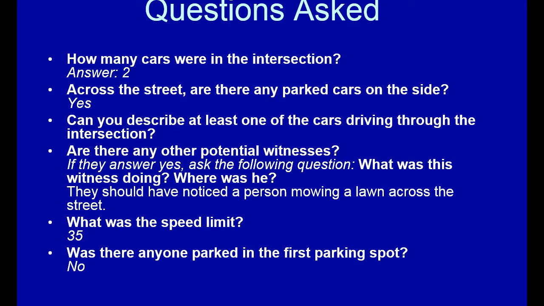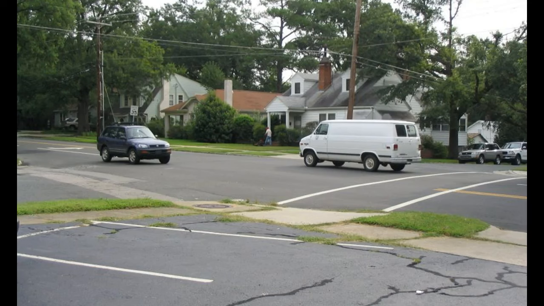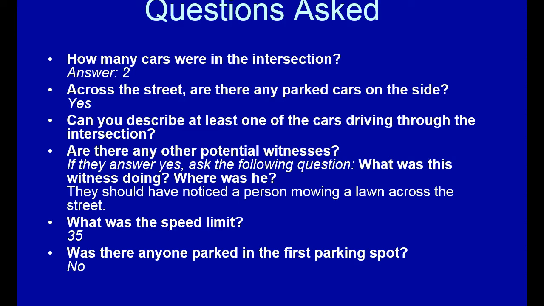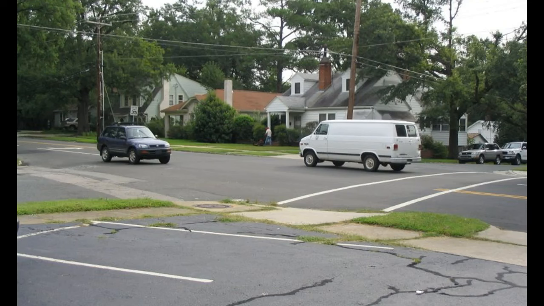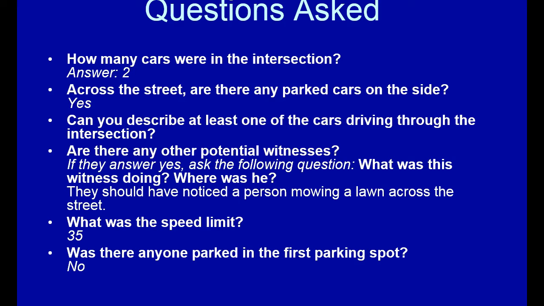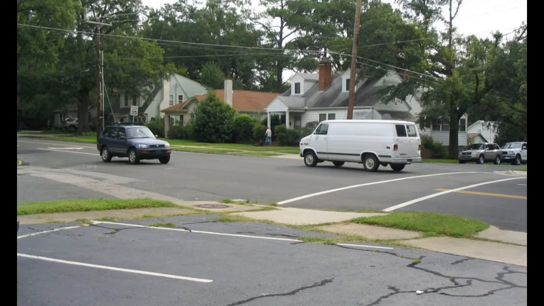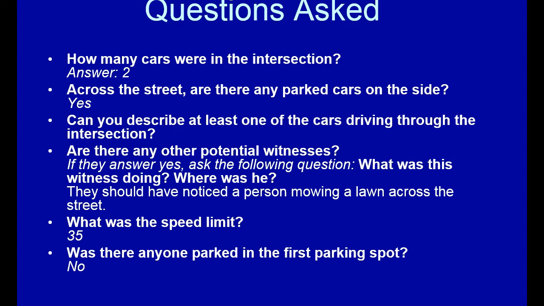How many cars were in the intersection? Hopefully you tell me there were 2. Across the street, are there any parked cars? There are. Can you at least describe one of the cars driving through the intersection? So hopefully you told me there was either a white van or a blue SUV. Are there any potential witnesses? You would say yes, and that there's a guy mowing his lawn in front of that White House. What was the speed limit? Again, it was 35. And was there anyone parked in the first parking spot?